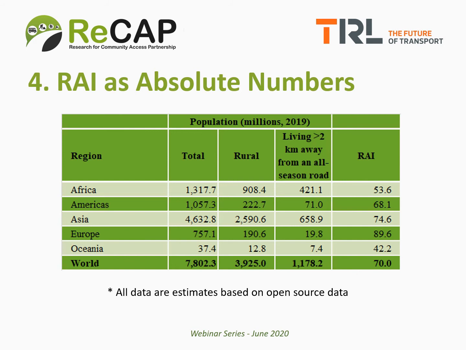For example, if we say that there are 420 million people in Africa without access to an all-season road, it's a much more impactful statement than Africa has an RAI of 53%. The figures you can see here in this table are estimates for 2019 based on open source data.